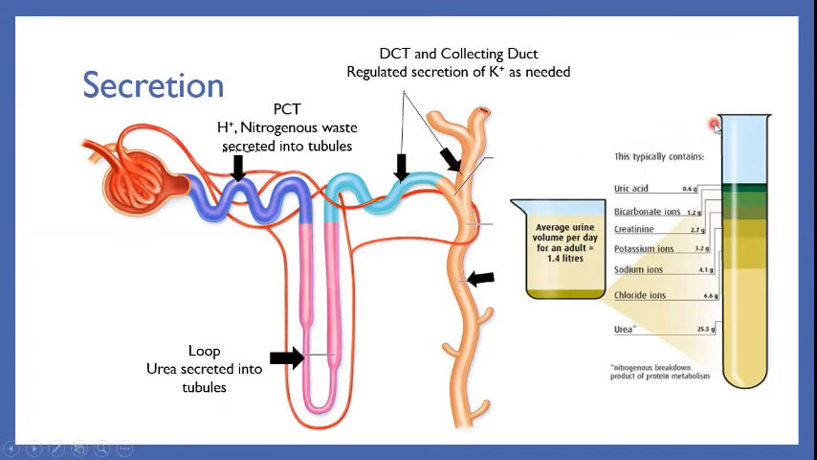So by the time it gets to the collecting duct, we're going to see the uric acid, the bicarbonate, the creatine, the potassium and sodium and chloride, and the urea. So everything the body doesn't want, we're going to send out through the collecting duct, and we've already reabsorbed everything we needed.